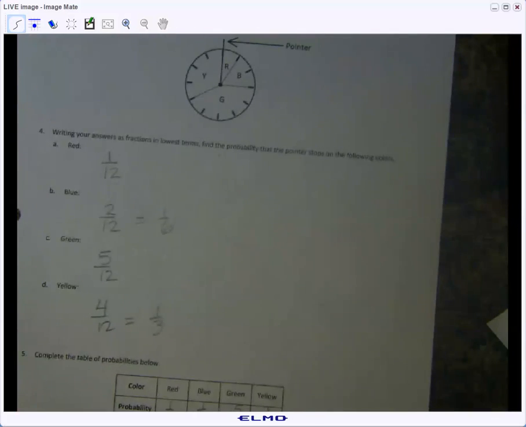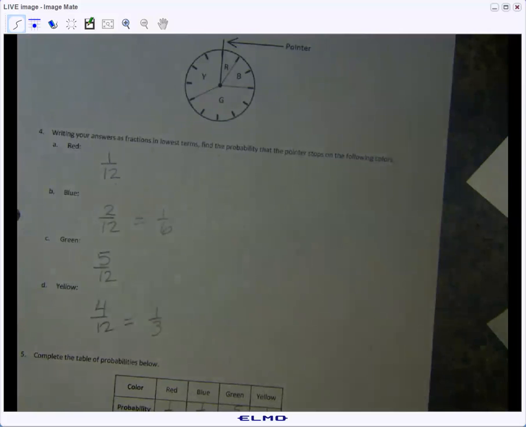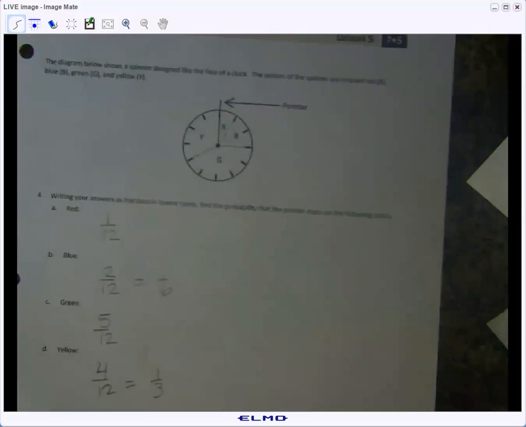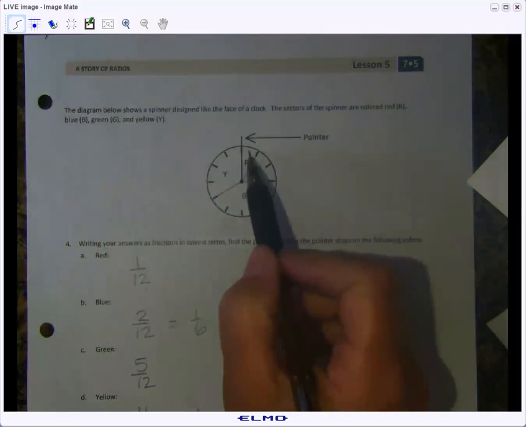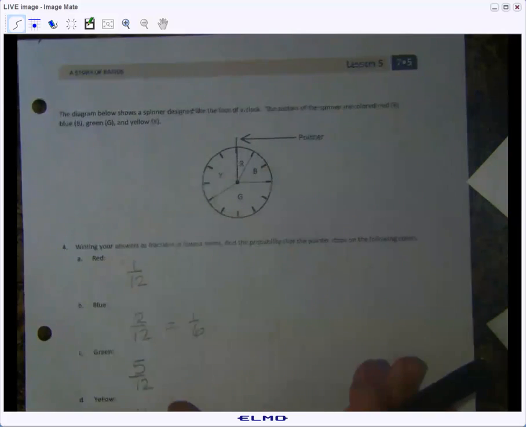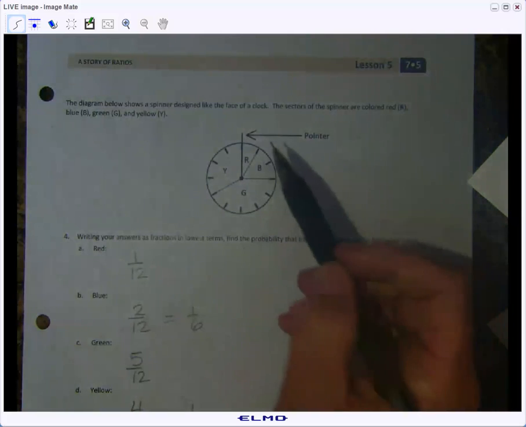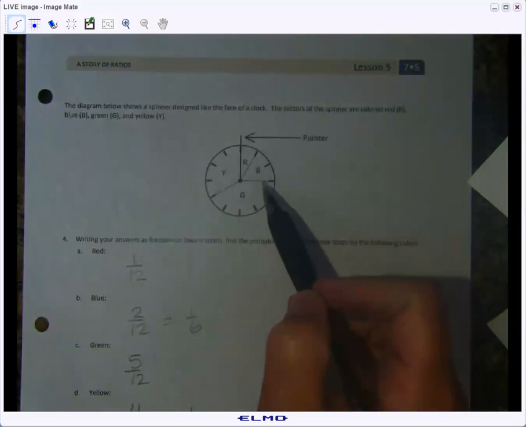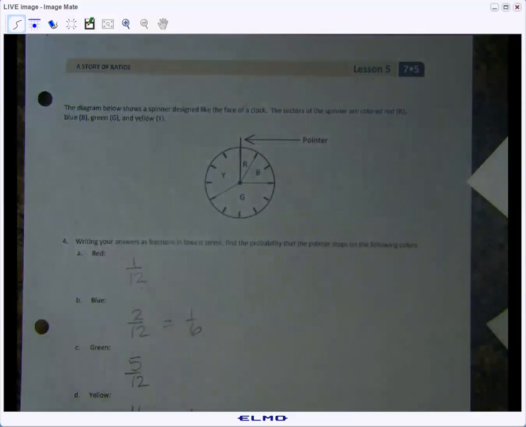Okay, now we go to a spinner where it's like a clock. It says it's designed like the face of a clock. Well, hopefully you're familiar enough with clocks to know that they're divided evenly into 12 parts. The sectors of the spinner are red, blue, green, and yellow, but you can see visually that they are not even. These are not equally likely events.